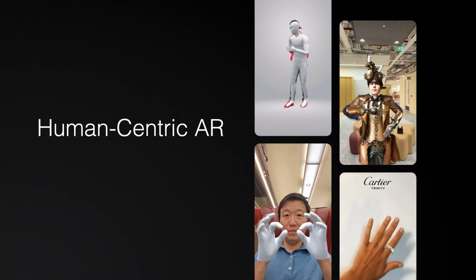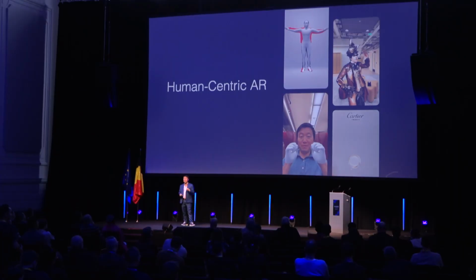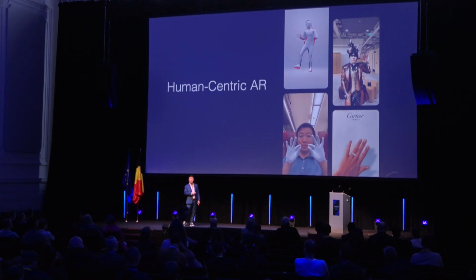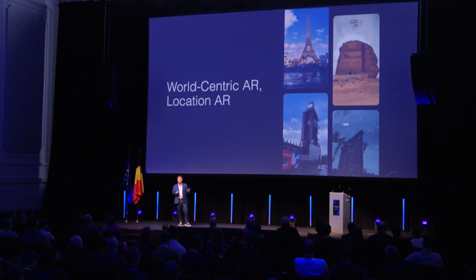We also have state-of-the-art hand tracking technology, and this allows you to track your fingers and hands with utmost precision, and it allows you to do things like try on the latest rings. So that's how you augment humans.